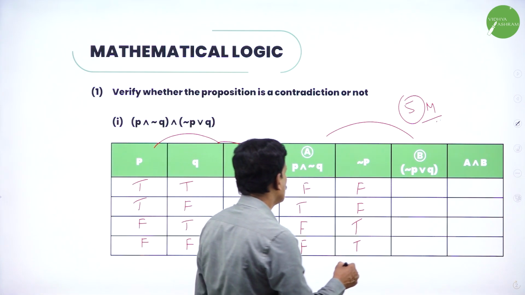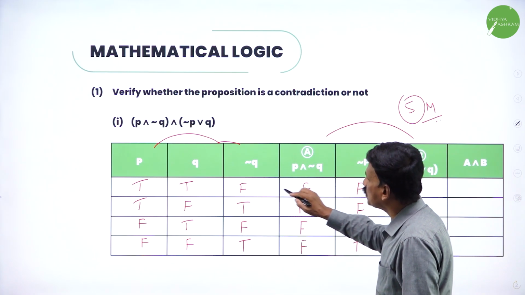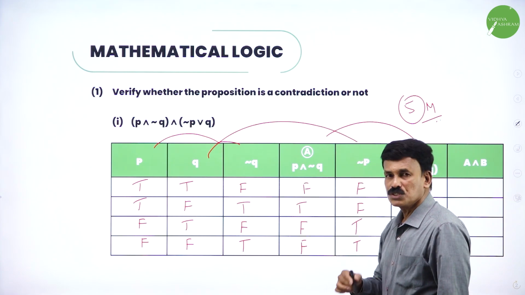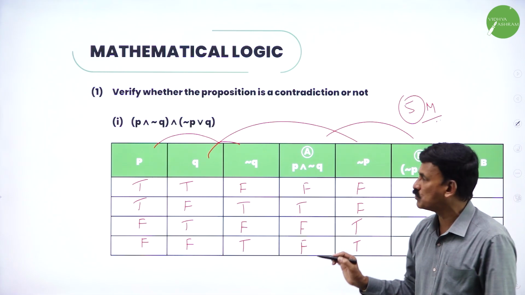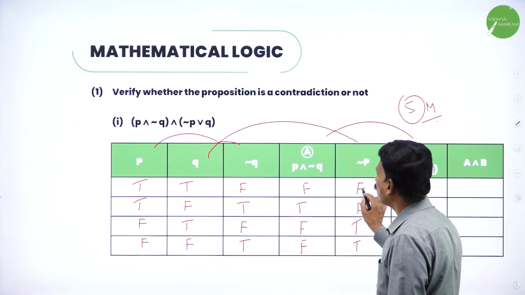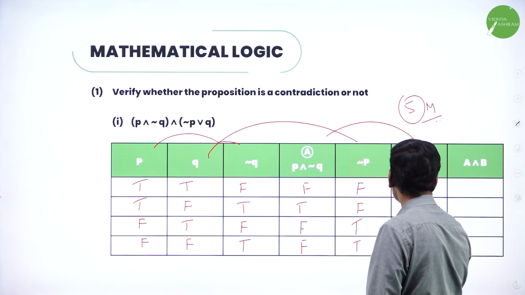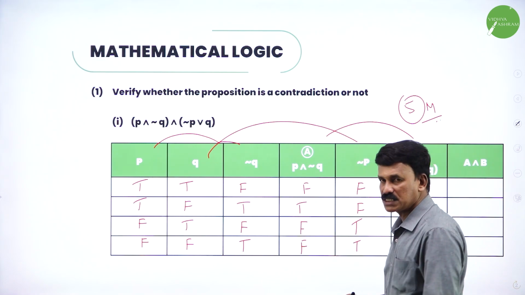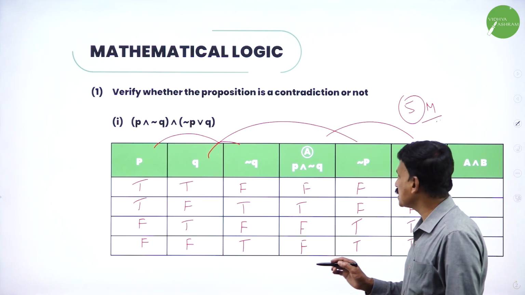Now just write down the disjunction for negation P and Q. So you know in disjunction, false and false is false. In all other cases it is true. So the disjunction of F and T is T. Again F and F is F, T and T is T, and T and F is also T. So in case of disjunction, false and false is false. In all other cases it is true.